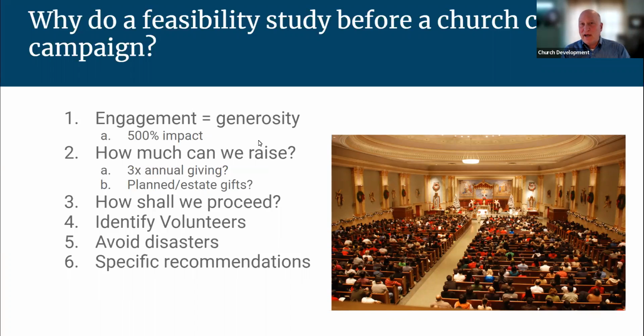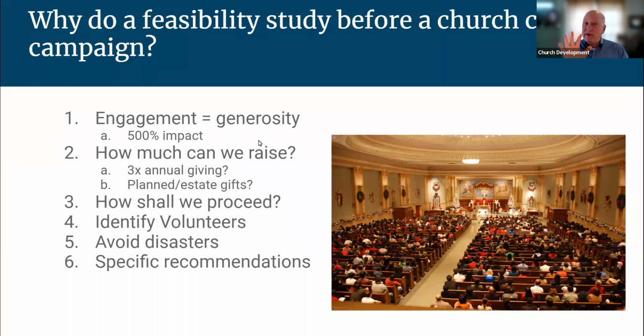If you just ask for a gift for your capital needs, you usually raise 50% of annual giving in 3-year pledges. If you have a thorough level of engagement, you will raise a minimum of 250% of annual giving. So no engagement equals 50%, thorough engagement, 250%.